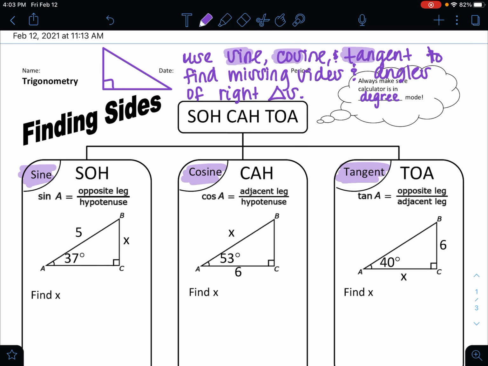And if you've ever looked on your calculator and you wondered what those were for, we're about to learn right now. Okay, so this is just a mnemonic device to help you remember which is which.